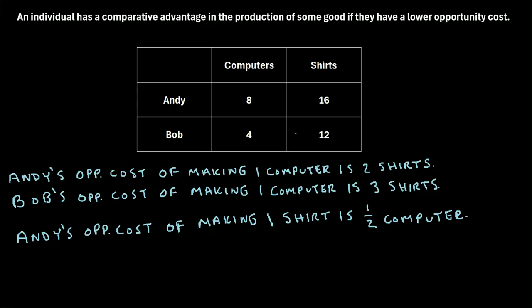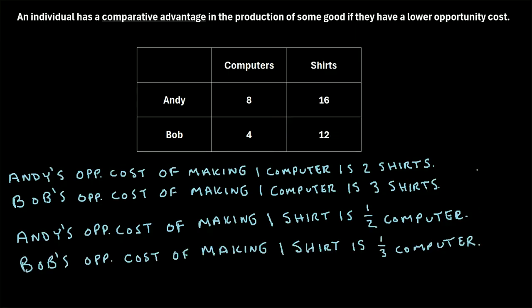And lastly, we can do that same calculation for Bob. So if Bob specializes in shirts, he could make 12, but that means he's giving up the production of 4 computers. So to find his opportunity cost, we're just going to take this 12 and divide it by itself. So 12 divided by 12, that's 1. And then over here, we'll do the same thing. 4 divided by 12, that simplifies to 1/3. So Bob's opportunity cost of making 1 shirt is 1/3 of a computer. Each time he makes 1 shirt, he's giving up the production of 1/3 of a computer. So let's write that down.